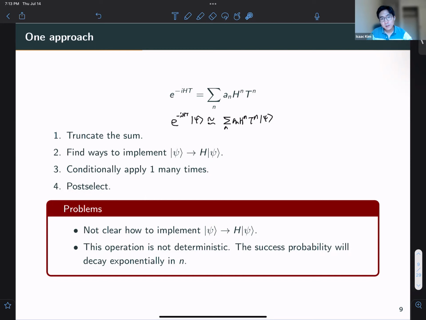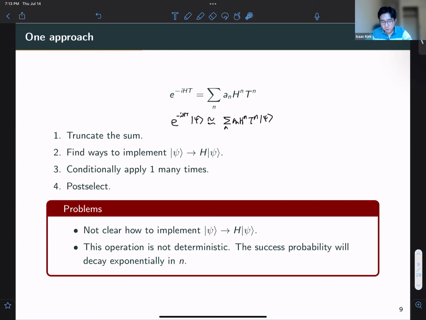But at least, faced with this high-level description, there are some problems that you can probably see. One is that it's actually not clear how you would implement this operation. If you give me an H, how would I actually implement this transformation? That's one thing. The second is a more serious issue. The issue is that this operation is not deterministic. Applying a non-unitary transformation to a quantum state is not going to succeed all the time. Sometimes it will fail.